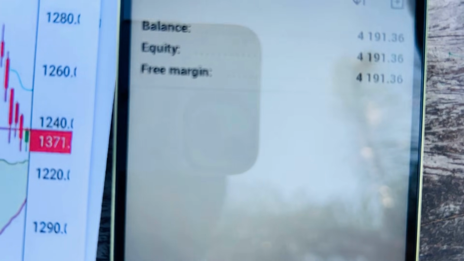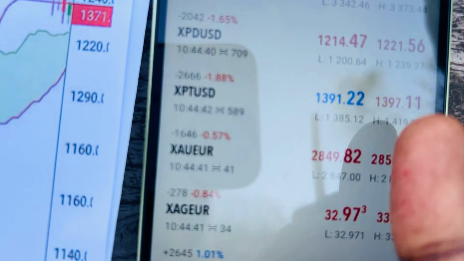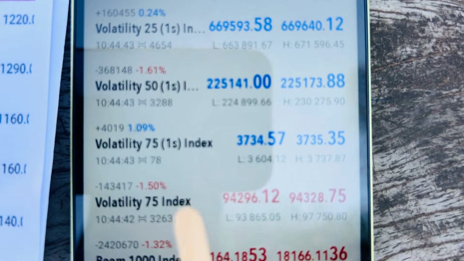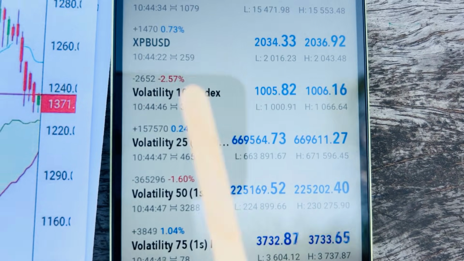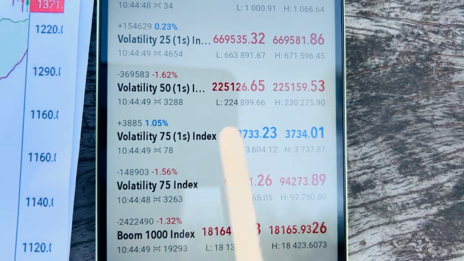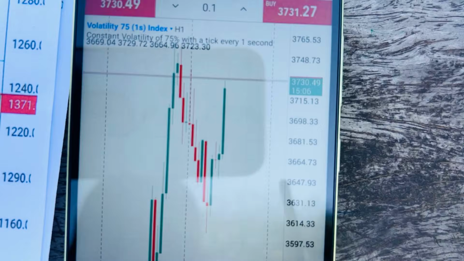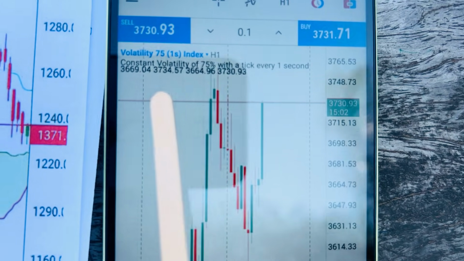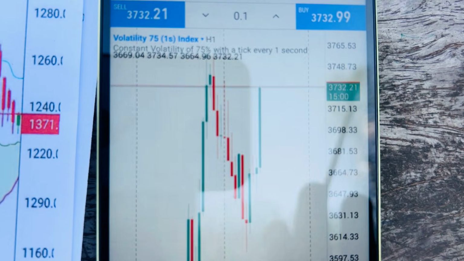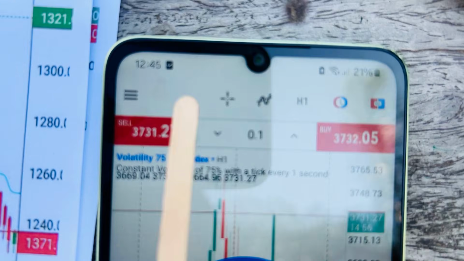Step 1: we need to identify. Open MetaTrader 5, go to section codes, and choose the asset that we would like to trade. In this case, we would like to trade Volatility 75, or we could trade Volatility 100, but let's go with Volatility 75. We tap on Volatility 75, we tap on chart. Now, this is Volatility 75 1S. Please pay attention, this is step 1, number 1. We tap here. If you're using an iPhone, you will tap the time here.